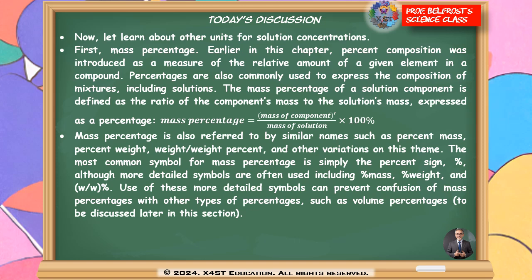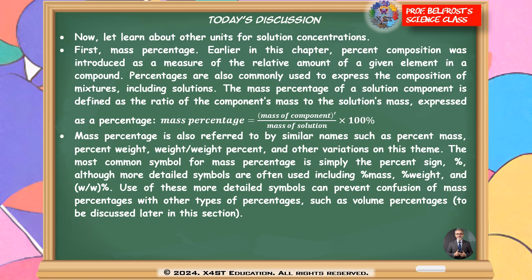Earlier I introduced you to percent composition. Percentages are also commonly used to express the composition of mixtures including solutions. The mass percentage of a solution component is defined as the ratio of the component's mass to the solution mass, expressed as a percentage: mass of a component divided by mass of solution times 100%.